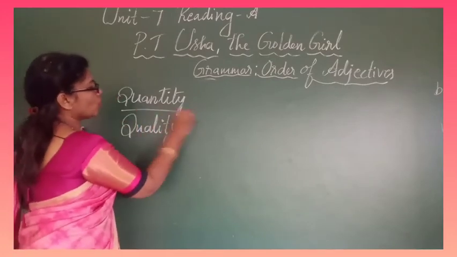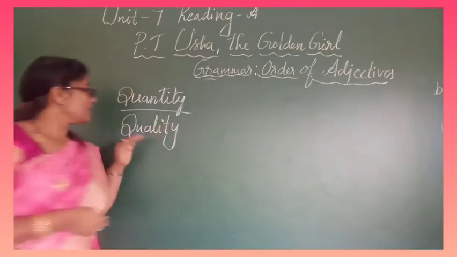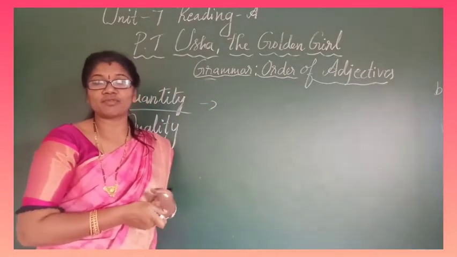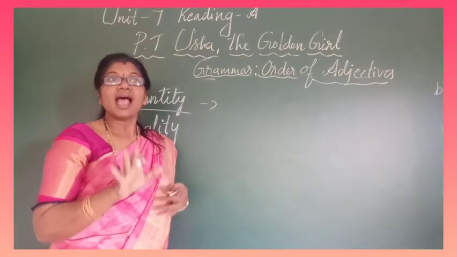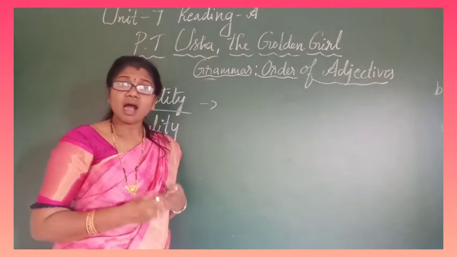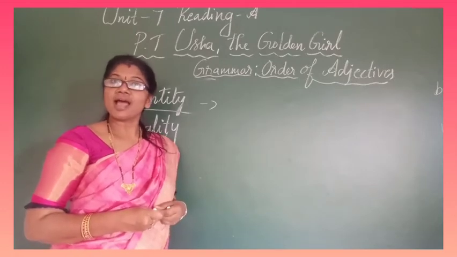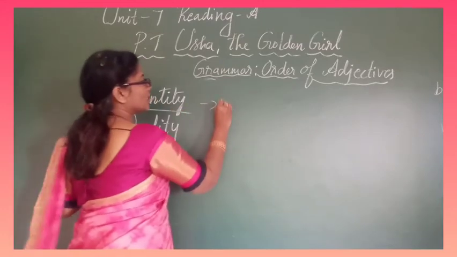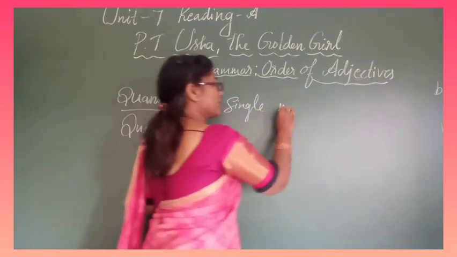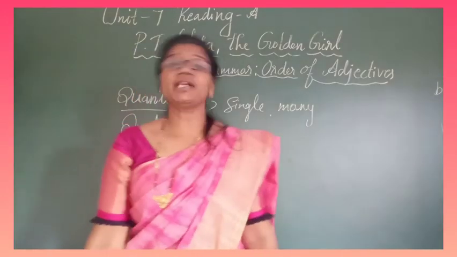Okay. First, quantity means numbers, how many. If you want to describe, I have 5 pencils, I have 5 big pencils, you can say. You cannot say I have big 5 pencils, it's awkward, it doesn't sound correct. You have to start with the number, like I have a single, or I have many. I have many big pencils. You can't say I have big many pencils.